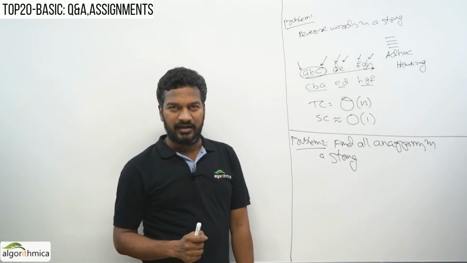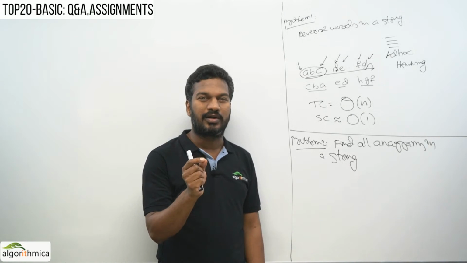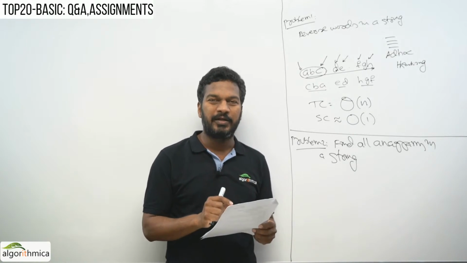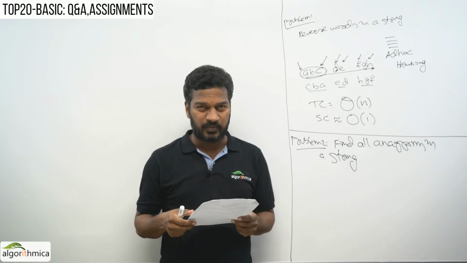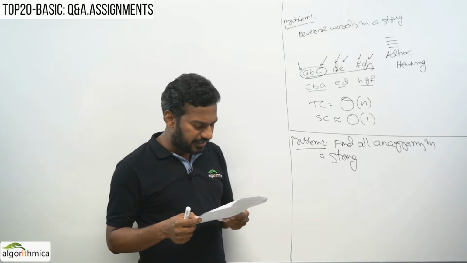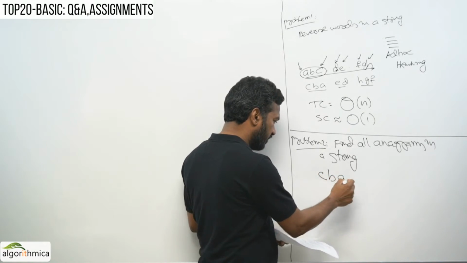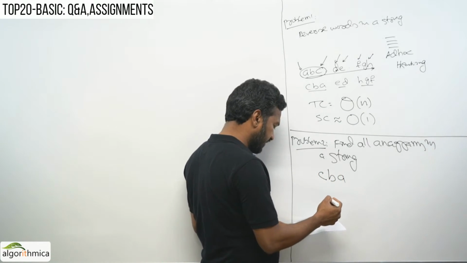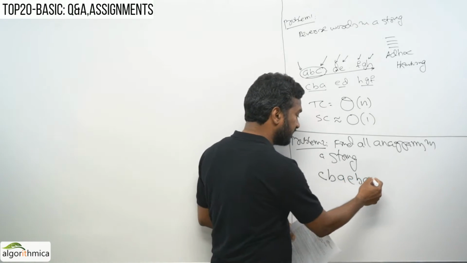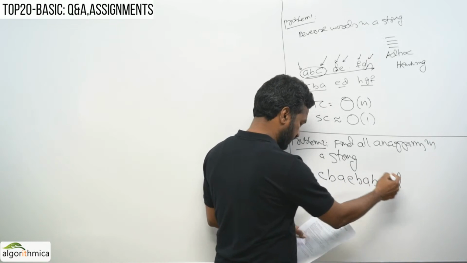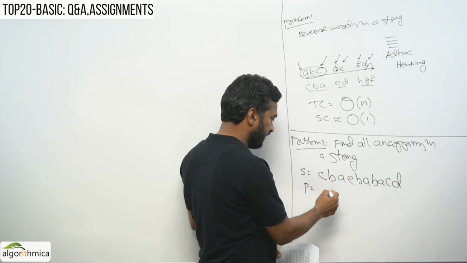Anagrams: in one of the videos I must have given the definition of anagram and one of the simpler anagram problems. But here, I'm testing whether you are able to understand the ideas. Here the data is given. Let me write it: CBA, then EBA, then BACD. This is what we call S. P I have given as ABC.